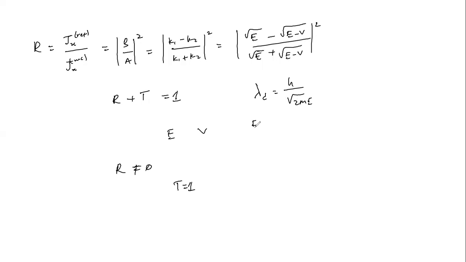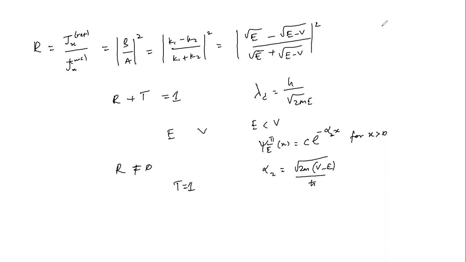So when E is less than V, the corresponding wave function is a damped wave in region 2. That is, psi of x in region 2 is the same as C exp(minus alpha 2 x) for x greater than 0, where alpha 2 is the same as the square root of 2m(V minus E) divided by h cross.